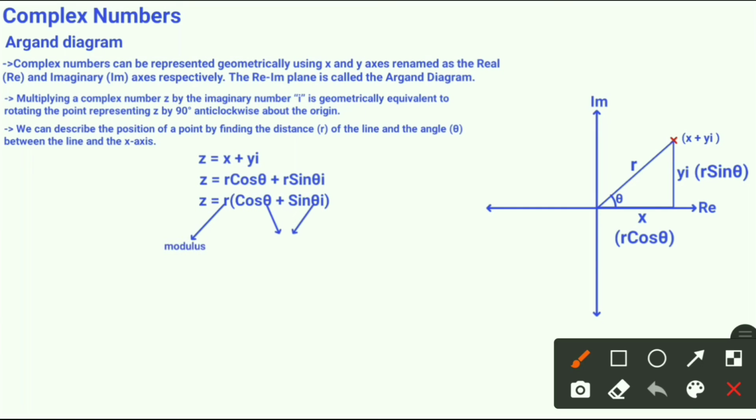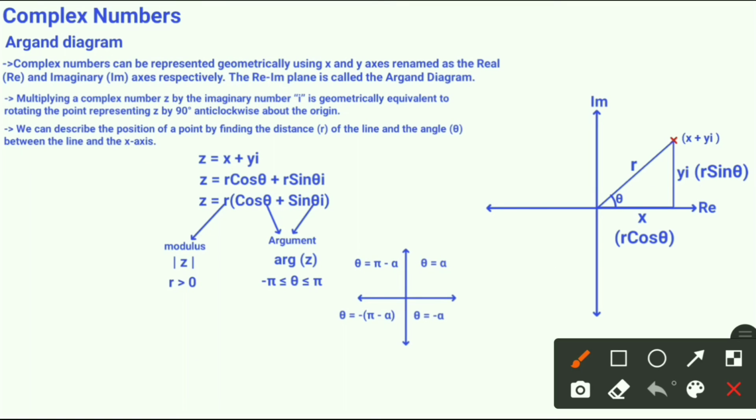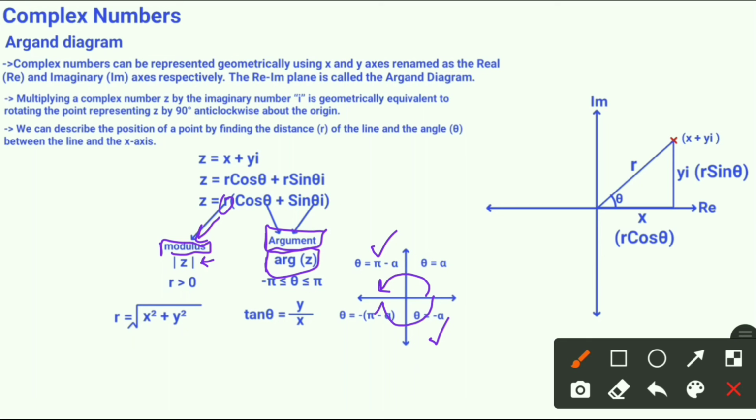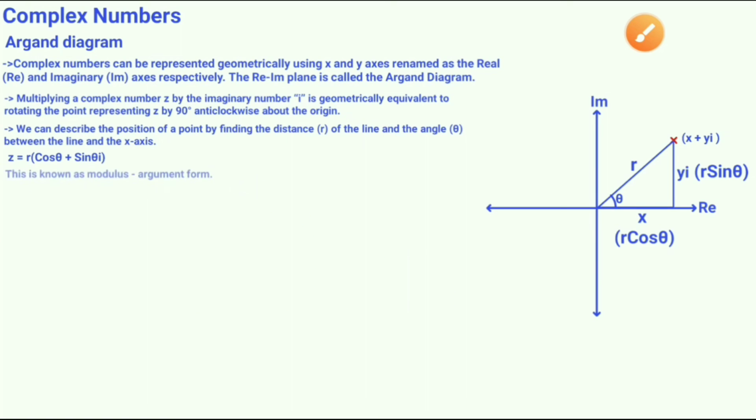z is equal to x plus yi. This is the modulus, this is the argument. That's how we call it. The r value is called the modulus, and theta is known as the argument, denoted as arg z, and its interval is between 180 and minus 180 degrees. So either it can go this way or this way, but not 360 degrees. And r is greater than 0, the square root of x squared plus y squared. This is known as the modulus argument form.